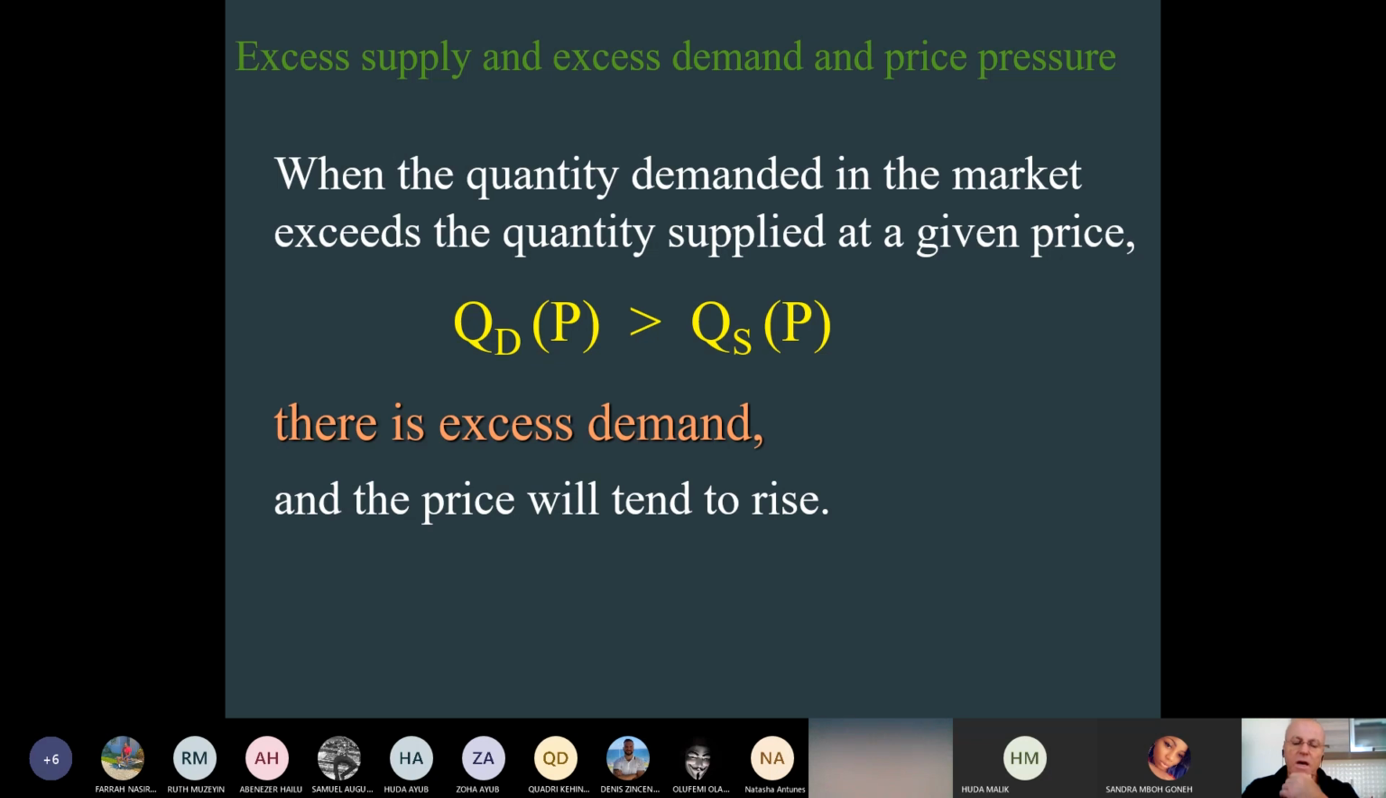The price pressure, which I introduced to you basically: the quantity demanded in the market exceeds the quantity supplied at a given price. And this is, of course, not good, as I mentioned to you. QD multiplied by P is now higher than QS multiplied by P. There is excess demand in the market, and the price pressure is going to affect and change the market structure. There is excess demand, and the market should be enlarged towards the equilibrium point. The price will tend to rise because there is more demand.